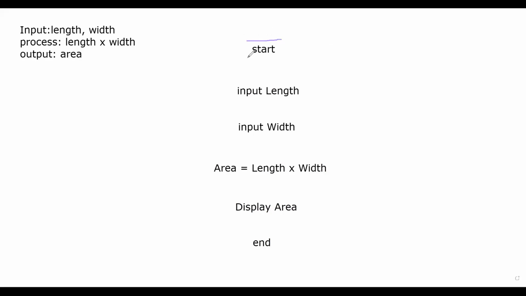So I'm using a mouse, so my shapes are not that good, but I hope you can draw better. So this is the start, and then this is the input. And then you have width, again another input. So these are two inputs, isn't it? So I can have flow lines go one after the other like this. Okay.